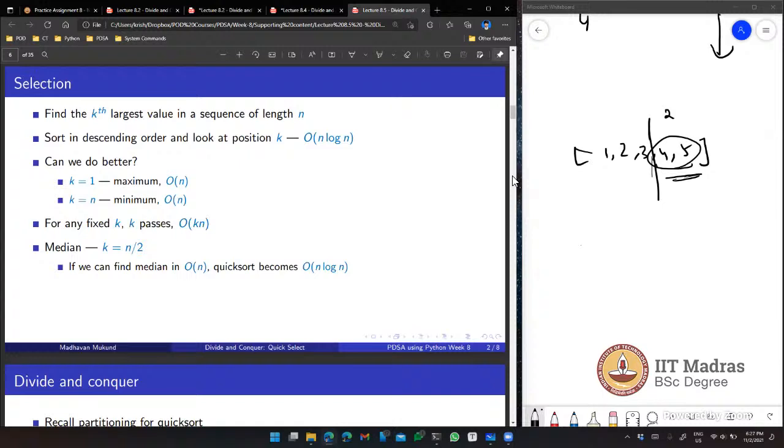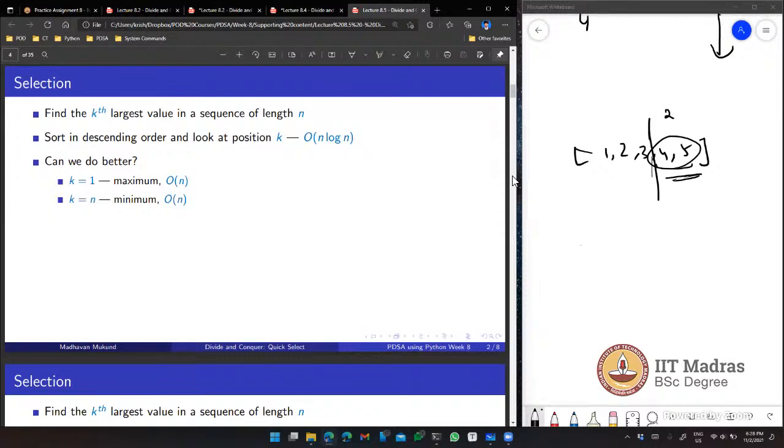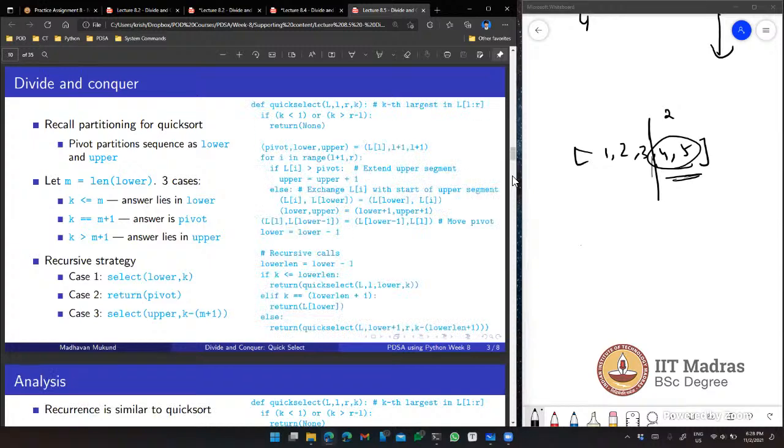Here we are finding the kth largest element. Okay, leave it. If you can just explain the algorithm, that will be a great help.